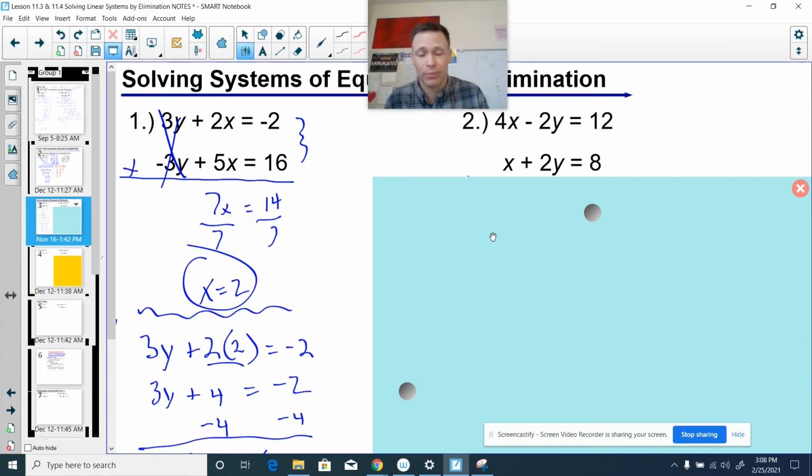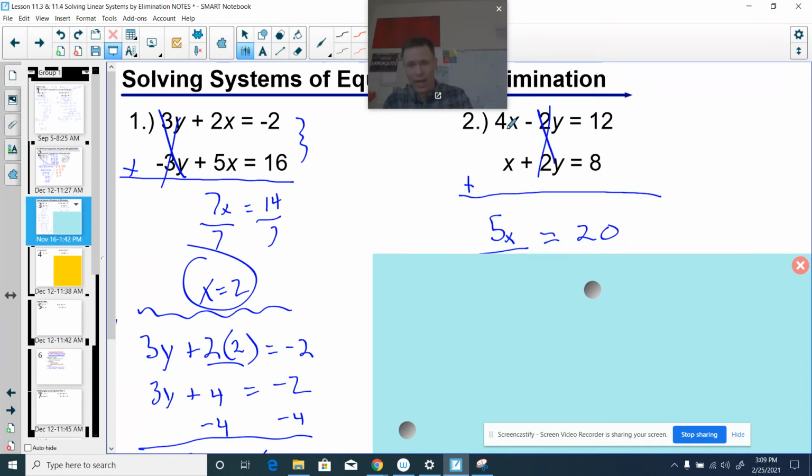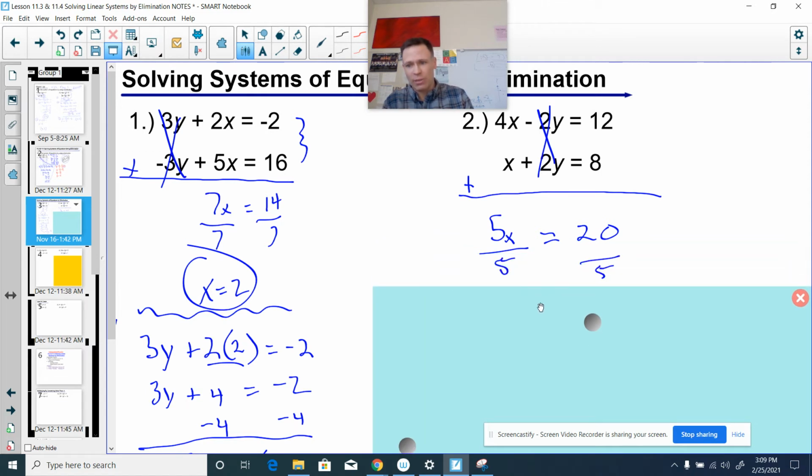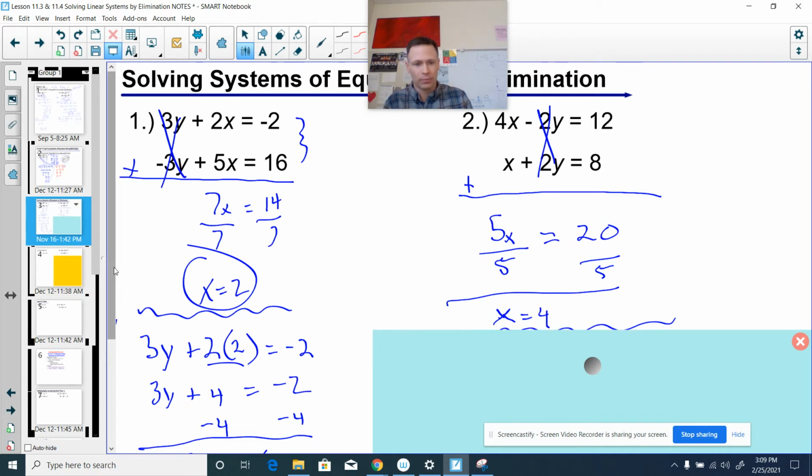Hey, welcome back. Hopefully you did that, and let's see how you did. All right, I am going to start eliminating my variables. Now, look at this. I have negative 2y and positive 2y. That's the variable that's going to be eliminated. When I add vertically, I'll end up with 4x plus x is 5x, 12 plus 8 is 20. And now I got a two-step equation that I'll solve. I will divide both sides by 5 to undo the multiplication, and I'll get x is equal to 4.